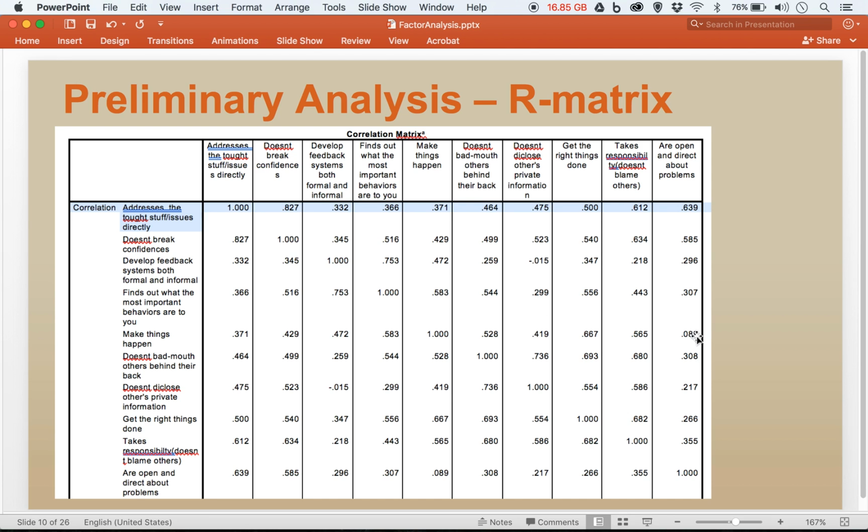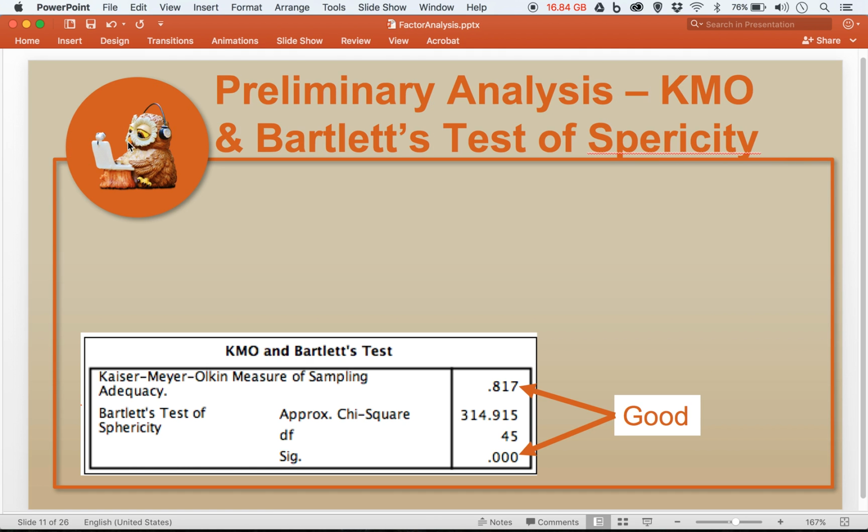So that's why you'll see smaller scores like 0.89, 0.3, 0.2, 0.2. That's okay. What you're really paying attention to are these diagonals. And as long as they're greater than 0.3 but less than 0.9, you're okay. The next thing you're going to do is look at your KMO and Bartlett's test. If you selected the KMO and Bartlett's test of sphericity and the anti-image options, then your outputs will contain the Kaiser-Meyer-Olkin measure of sampling adequacy, and then Bartlett's test of sphericity and the anti-image correlation and covariance matrices.